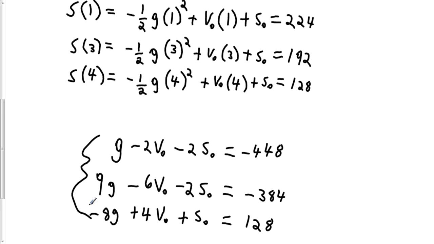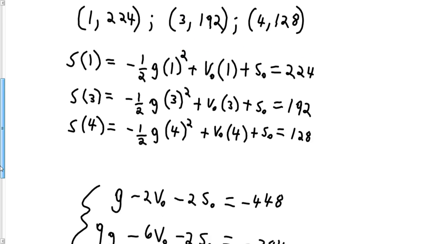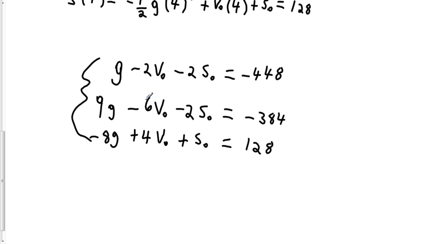So here I have a system with three equations and three unknowns. My three equations came from my position function, plugging those ordered pairs into it. And my three unknowns are g, the acceleration due to gravity, v sub 0, the initial velocity, and s sub 0, the initial position. Once I find those unknowns, I'll be able to answer questions like how fast was the object traveling initially, or how high was the object initially, or what is the acceleration due to gravity in this particular location.